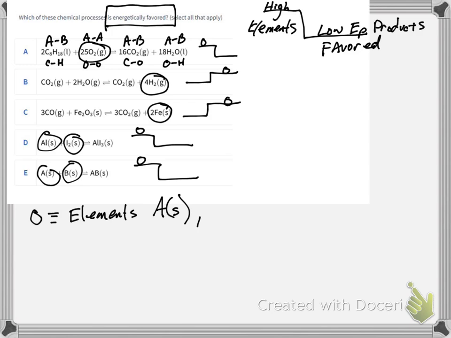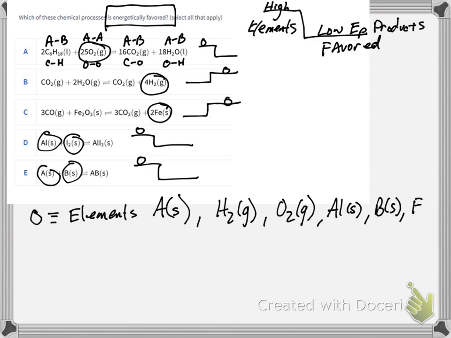In this case, As is an element. H2 is an element. O2 is an element. Aluminum, Al solid, is aluminum. B solid is an element. And Fe solid is an element. These are all high potential energy substances. So they're all high potential energy.